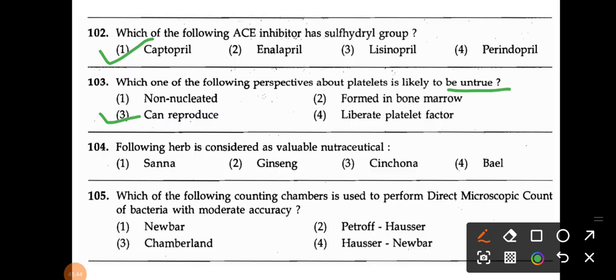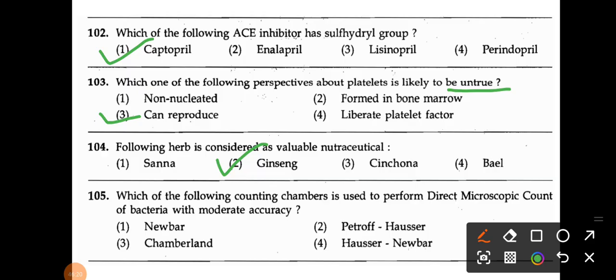The next question, 104: the following herb is considered as a valuable nutraceutical. Again, one question is from the nutraceutical topic, so please go through the nutraceutical topic from your pharmacognosy. It is just a single topic, I think it will take not more than one day. The options are senna, ginseng, cinchona and bael. So here the correct answer is ginseng, because ginseng is the valuable nutraceutical here, and in the previous question that we have seen, the valuable nutraceutical was spirulina.